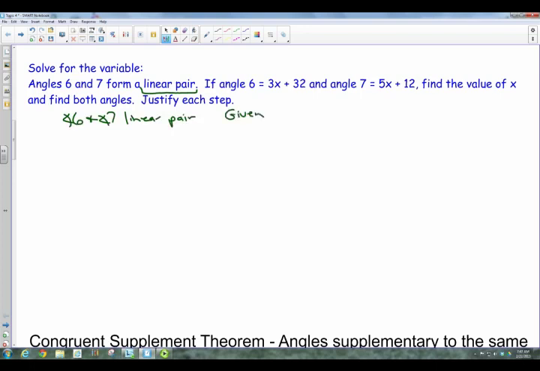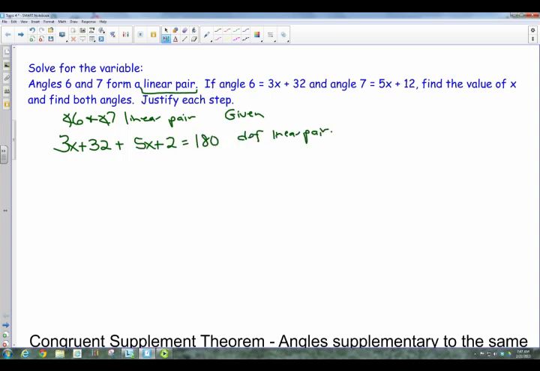Now, linear pair means what? Well, they are supplementary, they add up to 180. So if I take angle 6, which we said was 3x plus 32, I add angle 7, which is 5x plus 12, that has to equal 180. Okay, and that's the definition of a linear pair, or the supplement theorem. Okay, and now we just solve this.